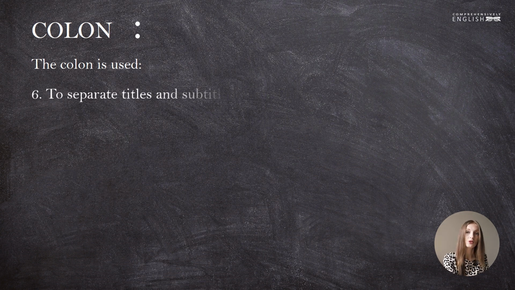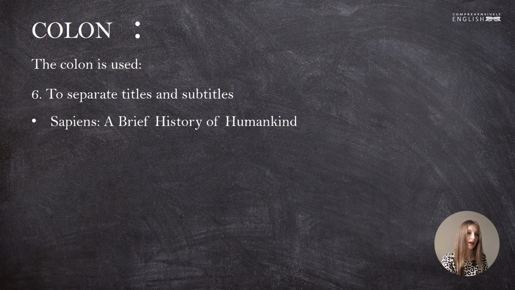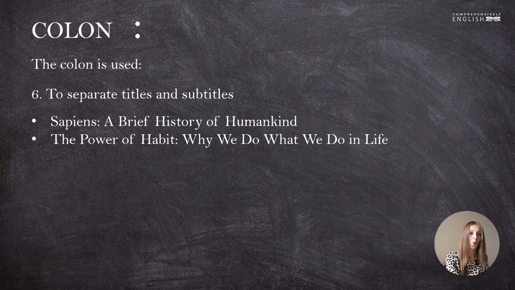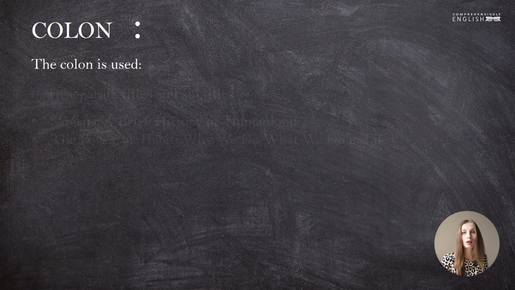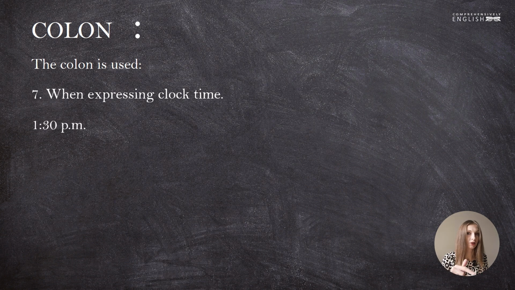Finally, we use the colon to separate titles and subtitles. We say Sapiens: A Brief History of Humankind, The Power of Habit: Why We Do What We Do in Life. The colon is also used to write clock time. We say 1:30 p.m. 1 is separated from 30 with the help of the colon. 7:50 a.m. or 13:30. This is what we call military time, yeah? And we use the colon in all of these representations of clock time.